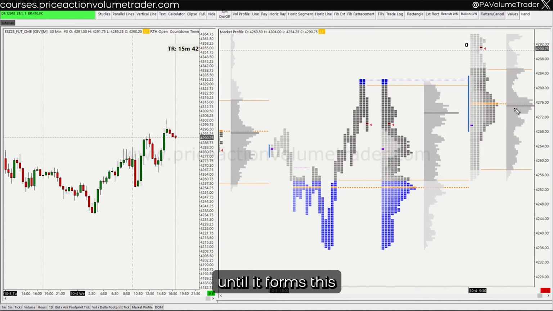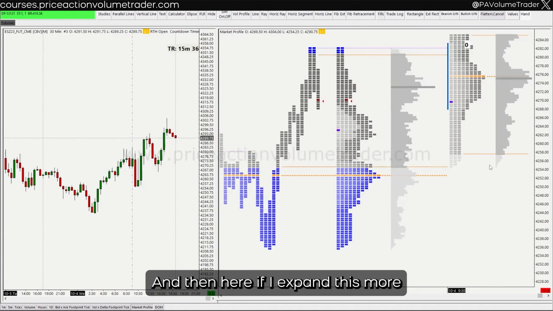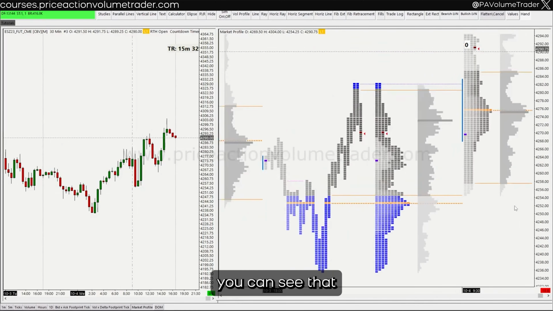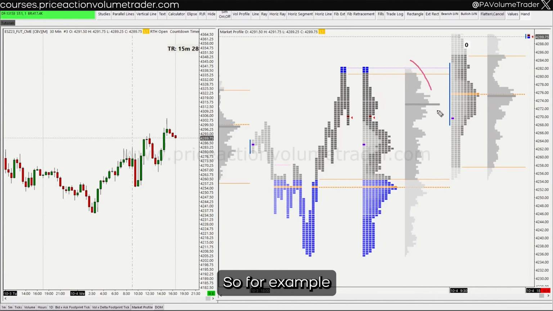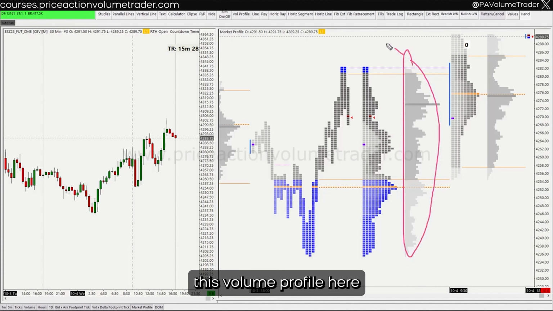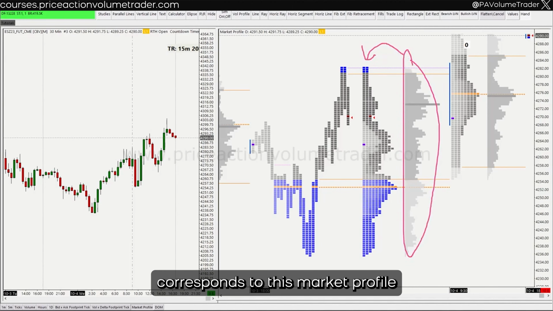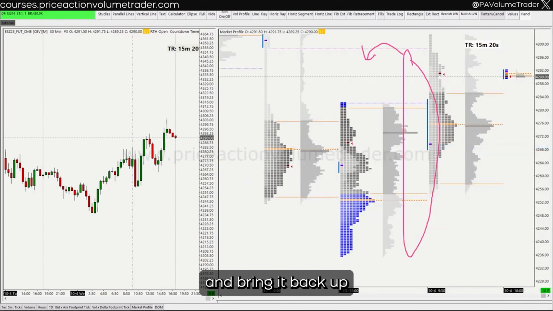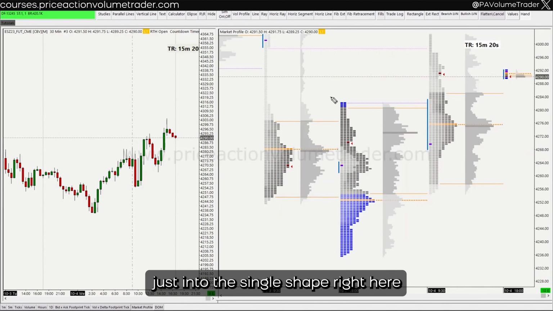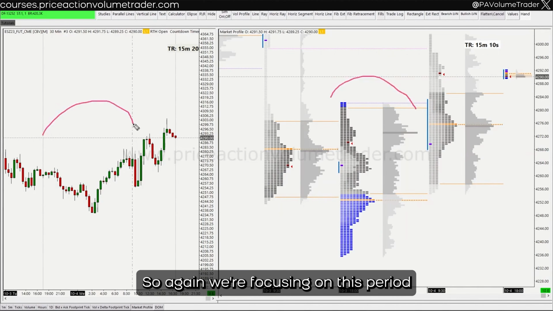until it forms this. And then here, if I expand this more, you can see that you can add a volume profile to each market profile here. So for example, this volume profile here corresponds to this market profile. Let me just get rid of this split and bring it back up into the single shape right here. So again, we're focusing on this period.